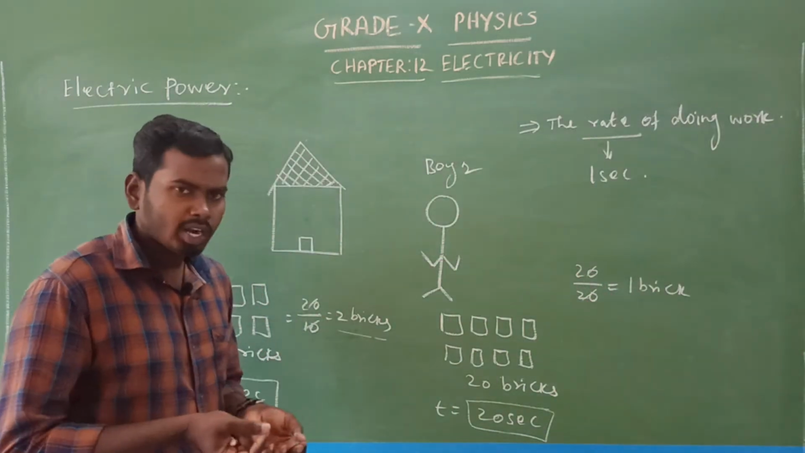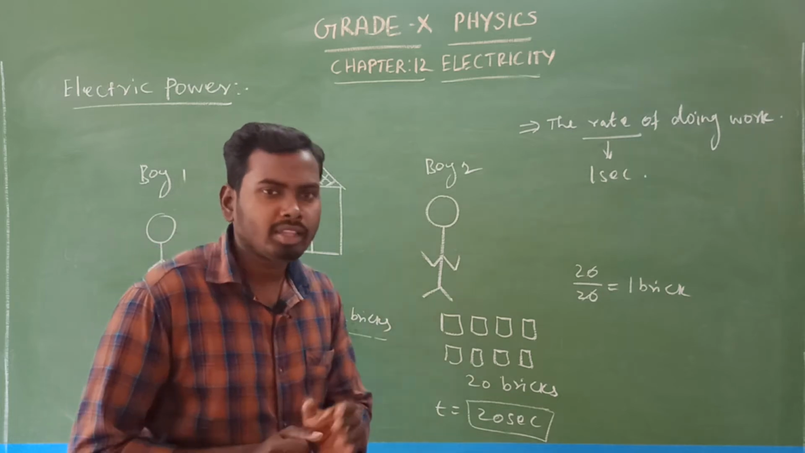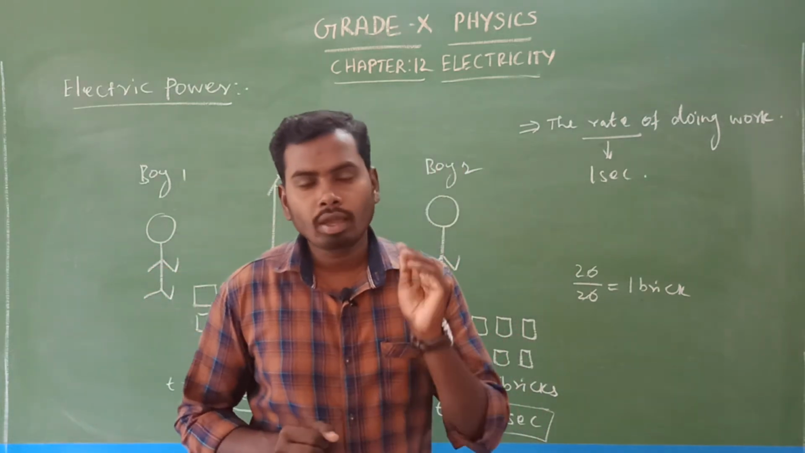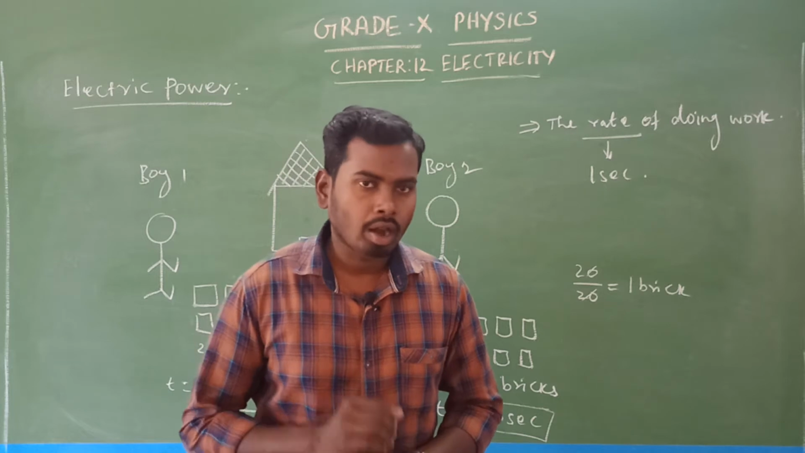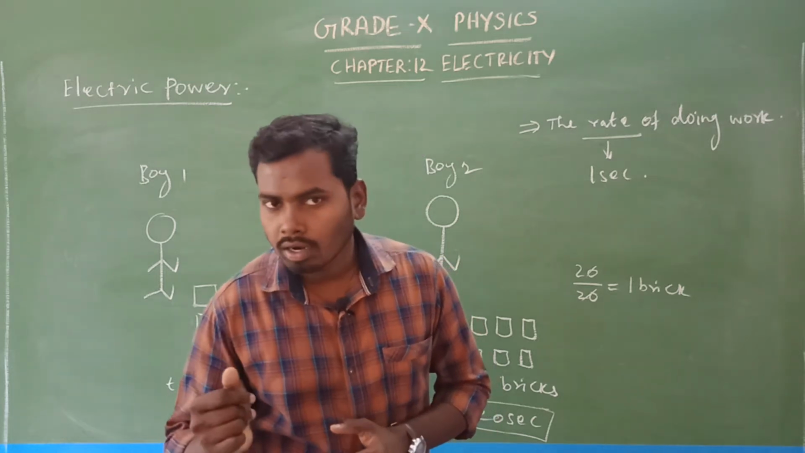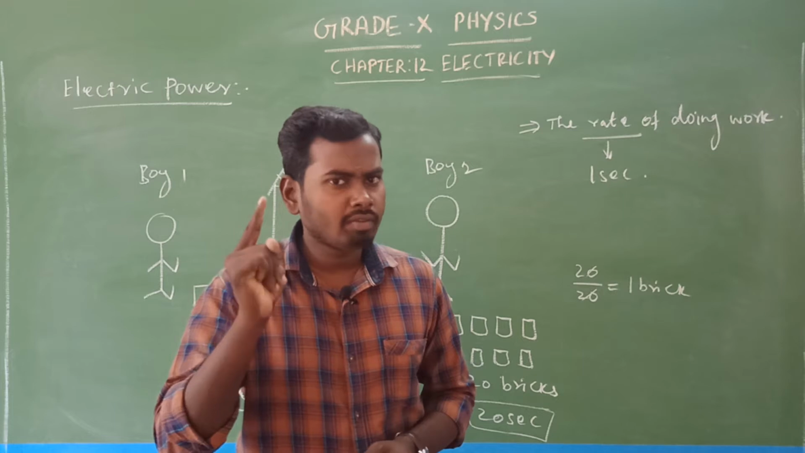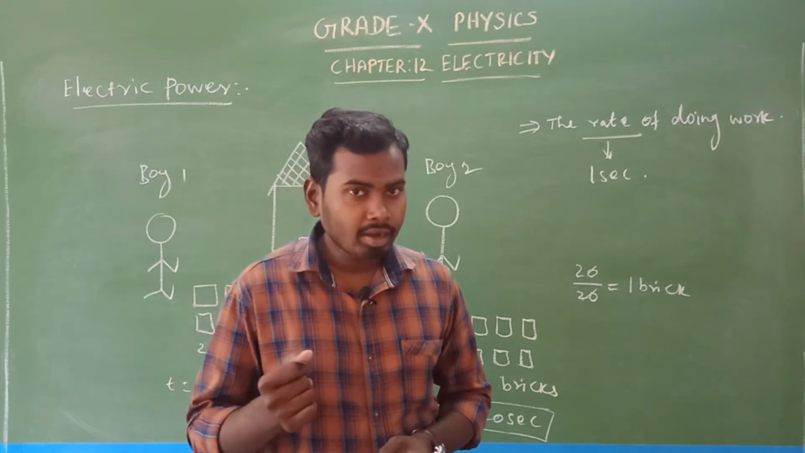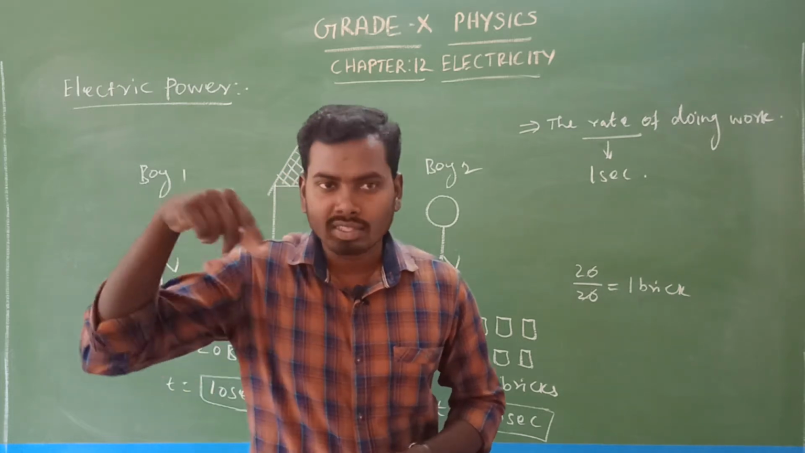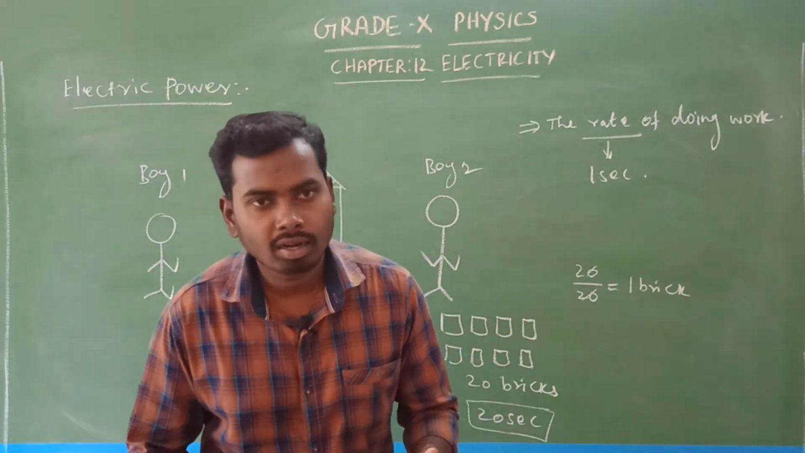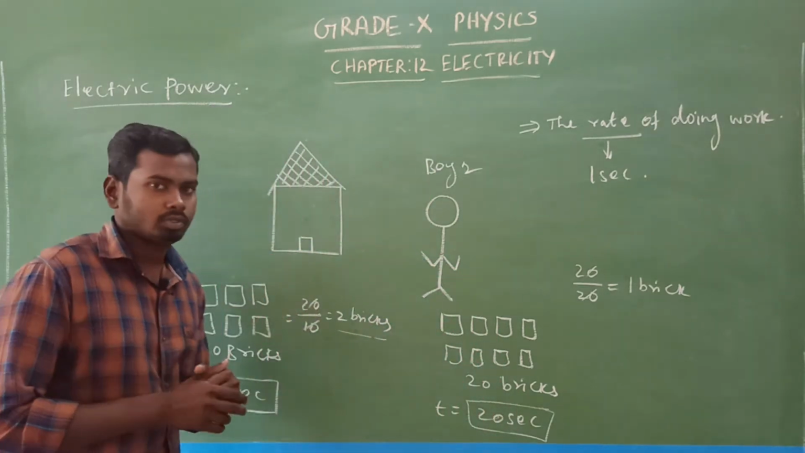Here, what is power? Power means nothing but the rate of doing work. That is called power, which means per second how much amount of work is done. Note this point, a very, very important point. Per second, how much amount of work is done, that is called power. Is that clear? Yes, very simple, don't get confused.